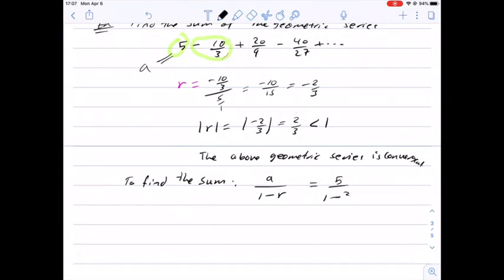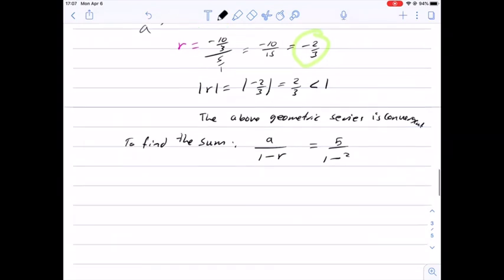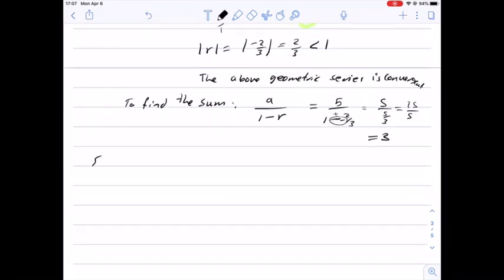-2/3, sorry. r is -2/3. Negative and negative is positive, so this is 5 over 5/3. Now flip the denominator, you get 15 over 5, and that's equal to 3. So the sum is 3. Let's take another example.